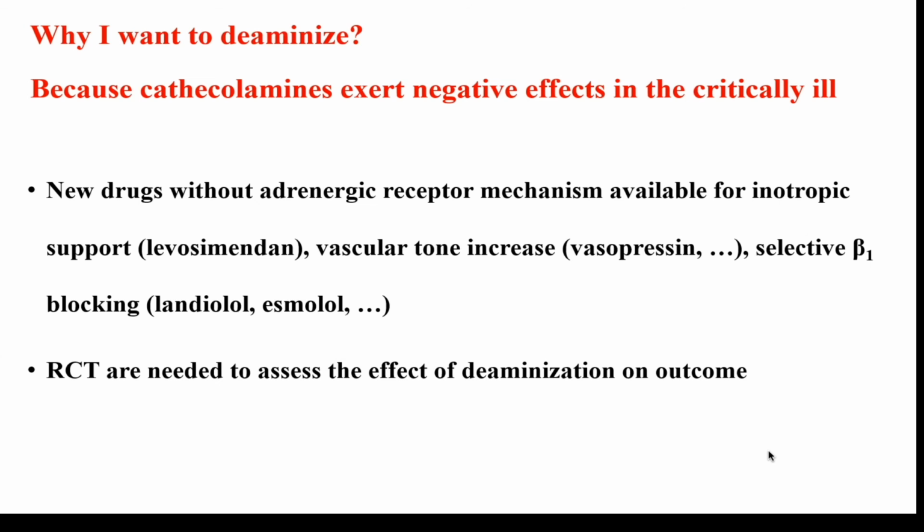So new drugs without adrenergic receptor mechanism available for inotropic support like levosimendan, which can maintain the vascular tone like vasopressin, or selective beta 1 blockers like landiolol and esmolol for reducing the tachycardia, can be used to reduce the effects of catecholamines. However, we need more RCTs to assess the effect of decatecholaminization on outcomes in critically ill septic patients.